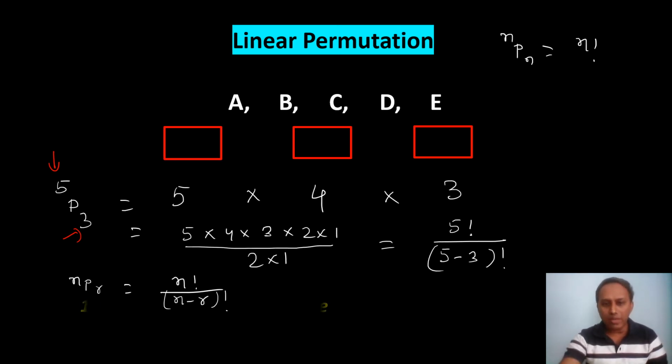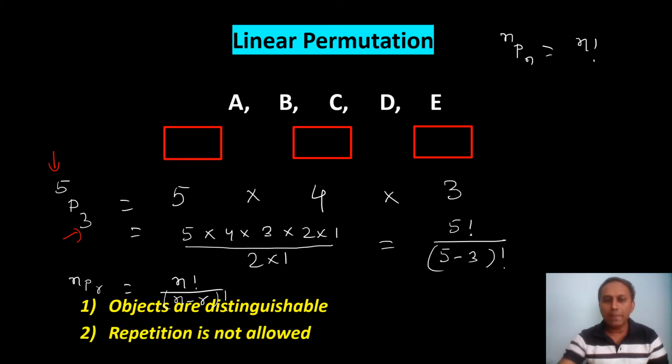Now, a quick little observation. Objects are distinguishable. When I explain this concept nPr, see the example A, B, C, D, E, all are different objects. So objects must be distinguishable. And second point, repetition is not allowed. So what if these two do not hold? That we'll discuss separately. Now let us first see how we apply this concept in solving questions.